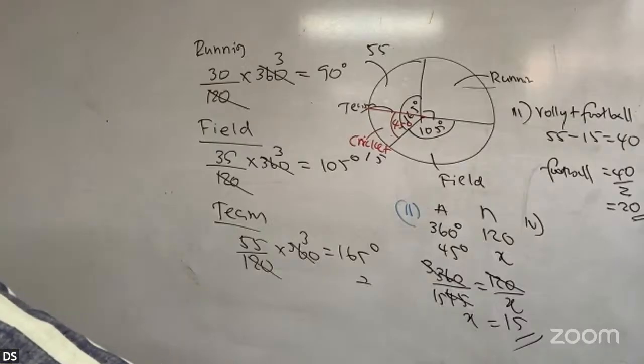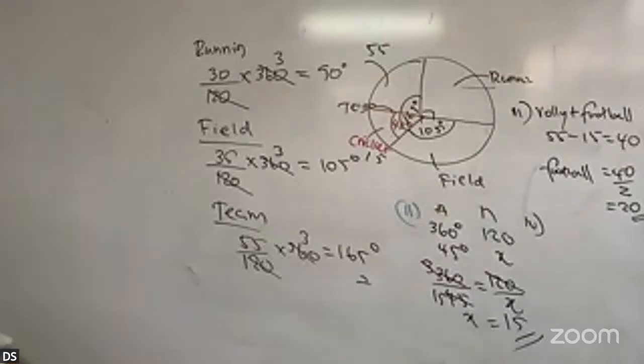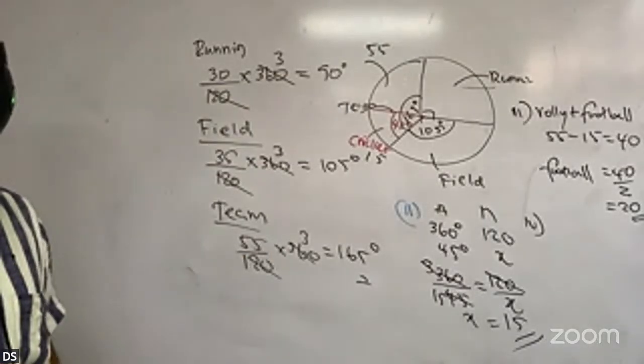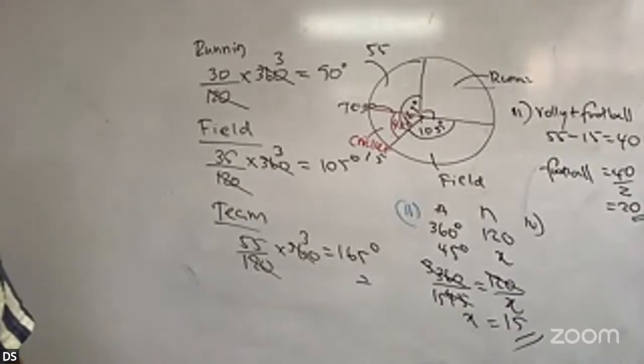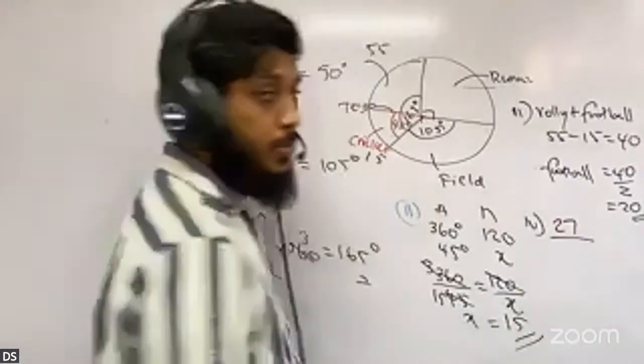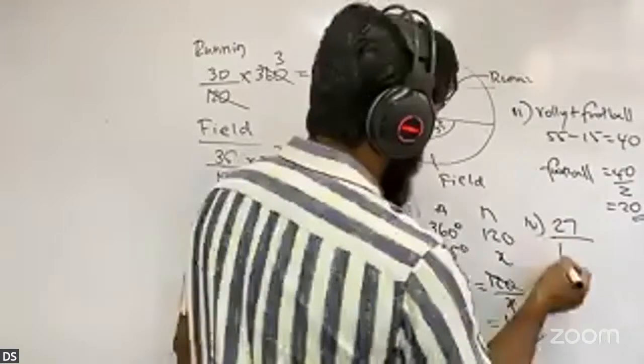Find the magnitude of the angle of the sector relevant to the remaining members for the running games now. How many people are now in the running games? From 30 people, we have to take 3 people. Then how many people will be in the running games? 27 people. 27 out of how many people? Totally 120.